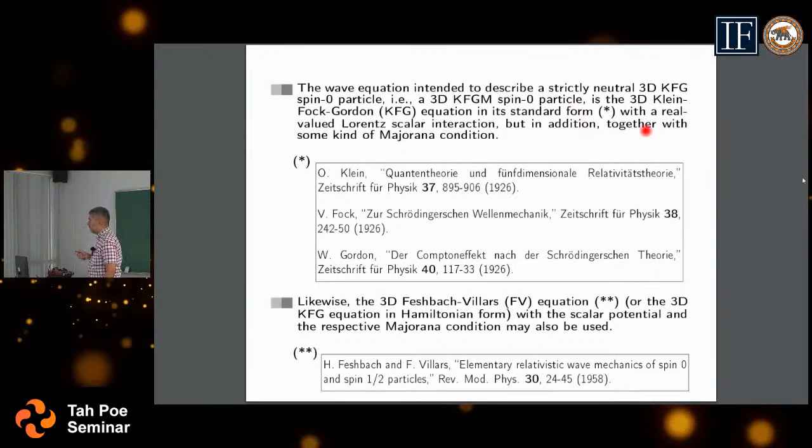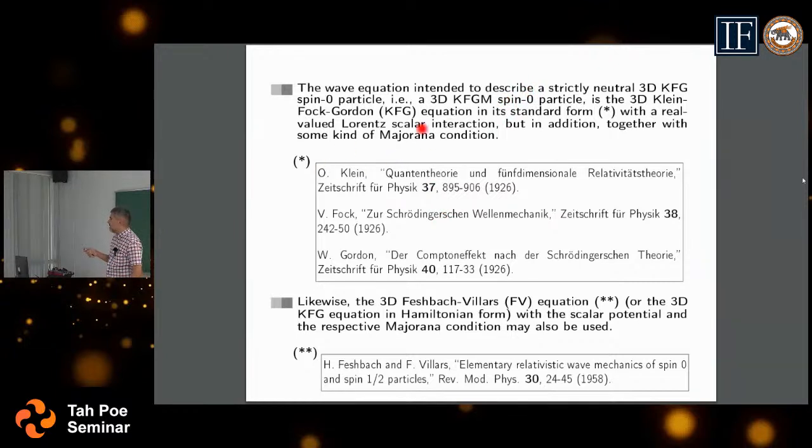The wave equation to describe a Klein-Fock-Gordon spin zero particle, as you know, is the Klein-Fock-Gordon equation in standard form. But we can put inside a Lorentz scalar interaction and also apply a Majorana condition. We do that because when you are describing this kind of field or particle, you use real solutions. My obsession is, how is it possible to have real solutions of some wave equations? That's the principal idea I will be exploring here.